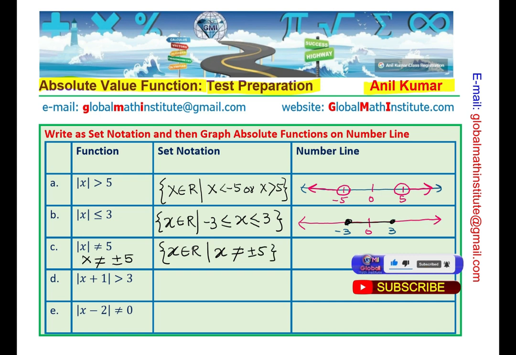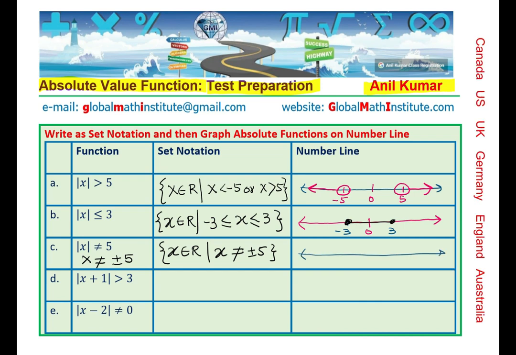Correct. So here, what do we have? We have this number line, perfect, with, let's say, 0 right there, and plus and minus 5. This is minus 5 for us, that is plus 5. So everything but not plus and minus 5, correct? So we have open circles at plus and minus 5, as you can see, and then we'll include everything else on this number line. Make sense?